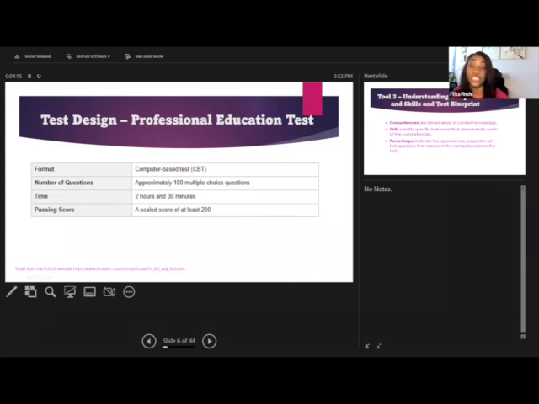The number of questions. So there's approximately 100 multiple choice questions. You have 2 hours and 30 minutes for this test. Your scale score is 200. Okay, so go in there knowing that I have 100 questions and I have 2 hours and 30 minutes to answer that. So based on that, how much time should I be spending on each question, right? How much time should I be spending on each question? Keeping that in mind with the competencies that have the most bang for our buck, okay?